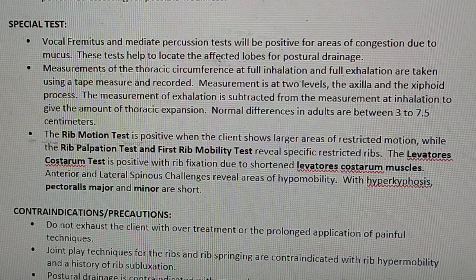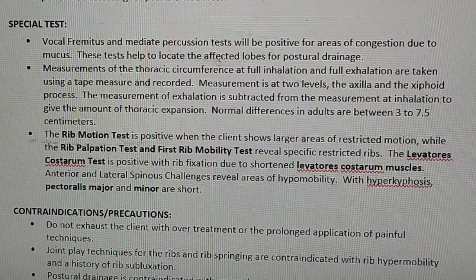Vocal fremitus and mediate percussion tests will be positive for areas of congestion due to mucus. Okay, this test helps to locate the affected lobes for postural drainage. As a therapist, or a student, you just have to research on vocal fremitus and mediate percussion special tests.